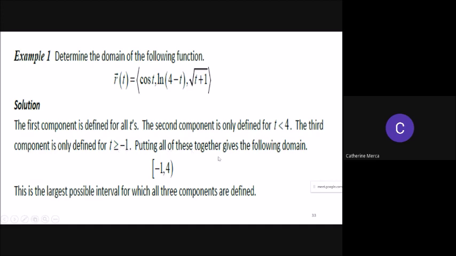So putting all of this together gives the following domain. So kunin yung mga values that will satisfy all of this, t less than 4, t greater than or equal to negative 1. Okay, so you now have to come up with the following. This is the largest possible interval for which the three components are defined. So meaning to say, pag naghanap kayo ng domain ng function, dapat masatisfy niya yung mga values na pwede i-plug in sa tatlong components. Is that clear?